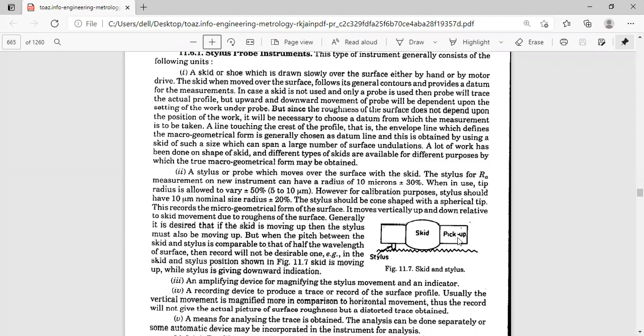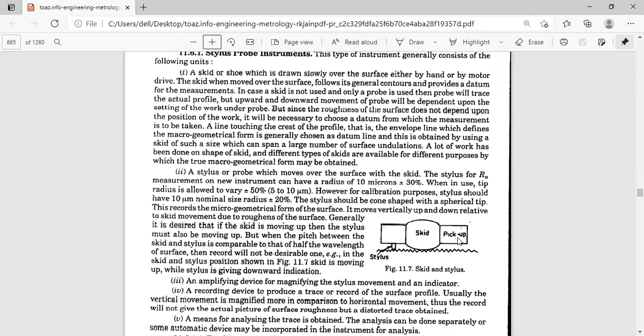Then this is a pickup for the skid, and the skid is moving up, while the stylus is going in the downward direction. So if we are not going for the correct instrumentation setting, the stylus of the probe and the skid will be moving in opposite directions. That's not advisable. So you should see that they move together.